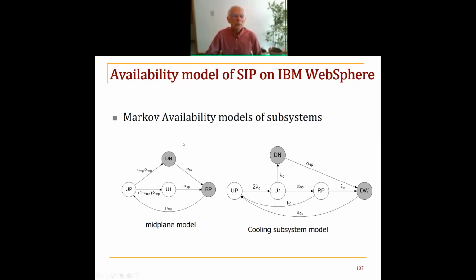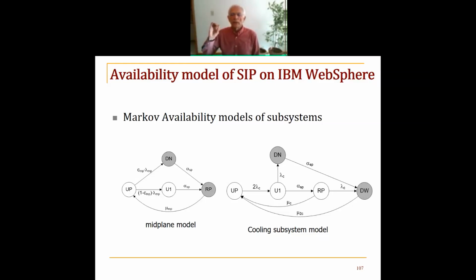component or subsystem. This is the mid-plane Markov model. This is cooling subsystem Markov model. And once again, they are not given to me. I have to ask them questions, loaded questions. What happens after this thing fails? Is there detection? Is there recovery? What kind of recovery? Is there probability of no recovery?